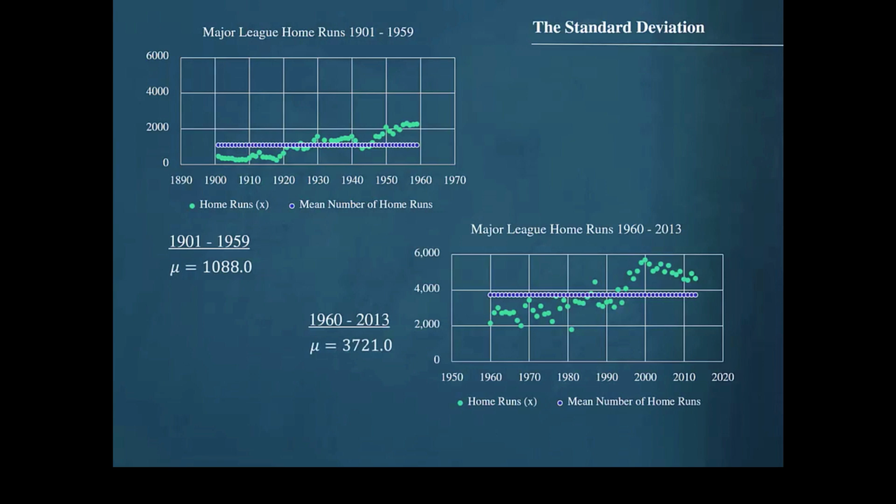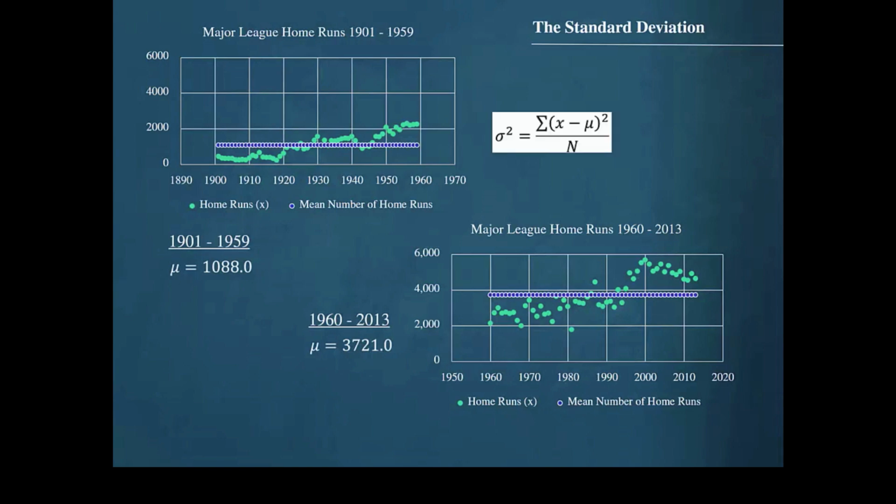The mean here of 3,721 is much higher for the 1960 to 2013 seasons. But notice also that the individual data values tend to stray farther from the mean.